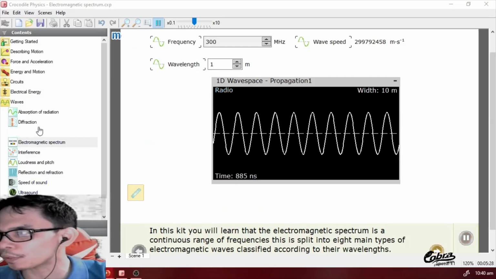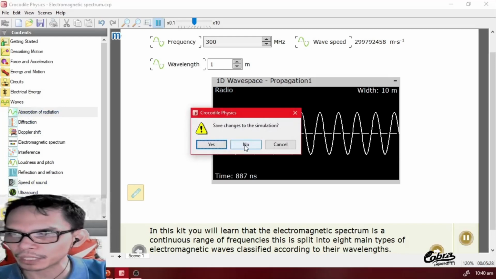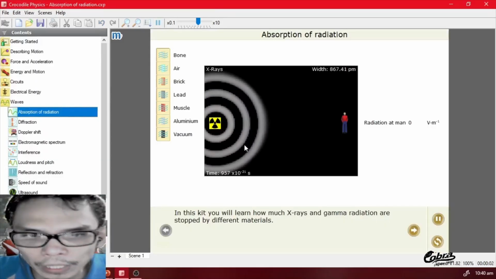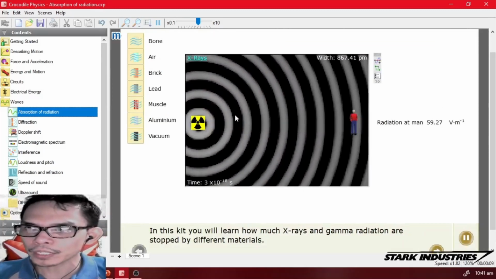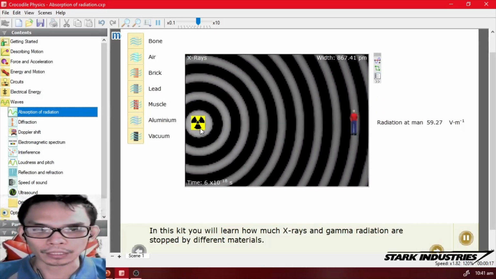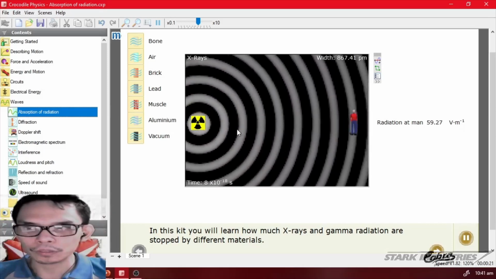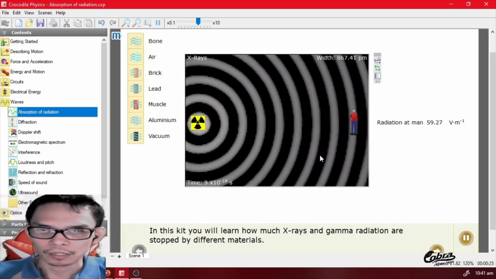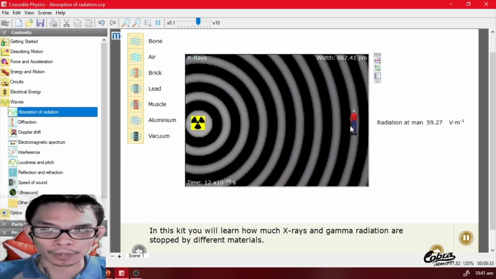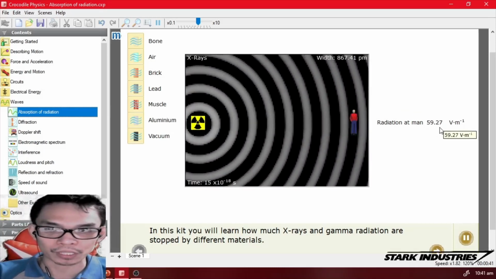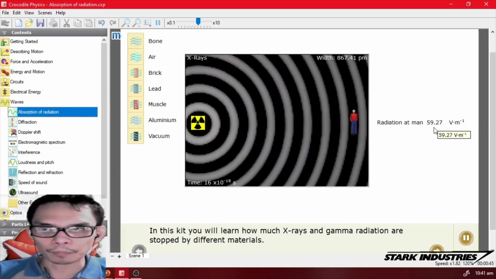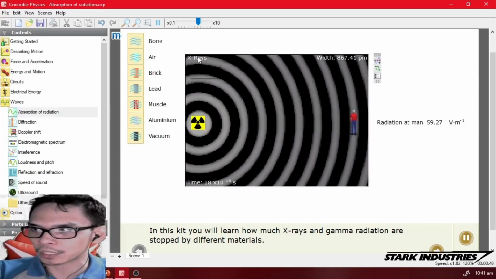In this simulation, we will try to find out what that material is. As you can see here in our controlled environment, the X-rays are being transmitted around a space. Now, it is received, it is being absorbed by this person that you have right here. The amount of radiation this man is absorbing is around 59.27. So that is for the X-ray. Let's take a look at the gamma ray.